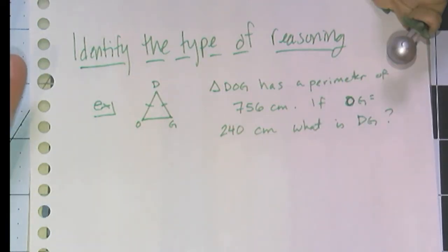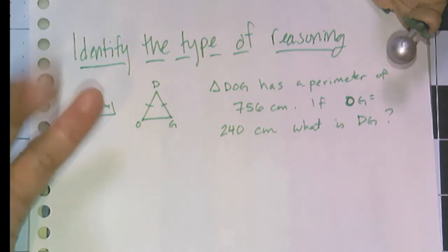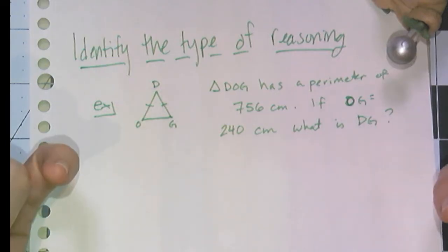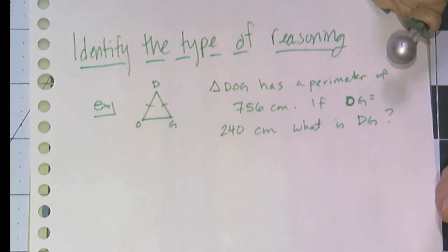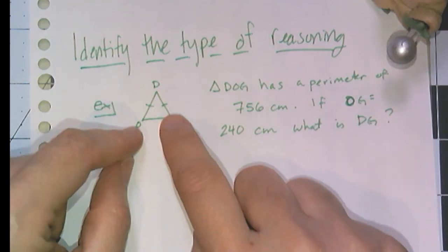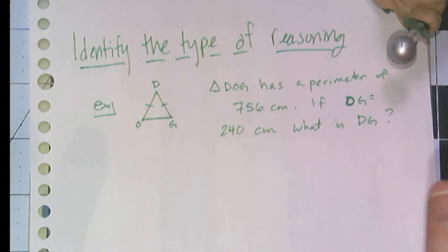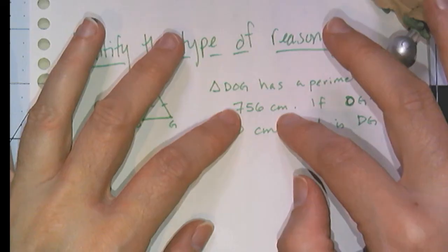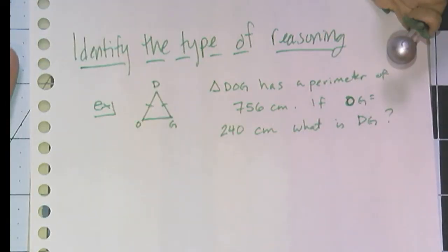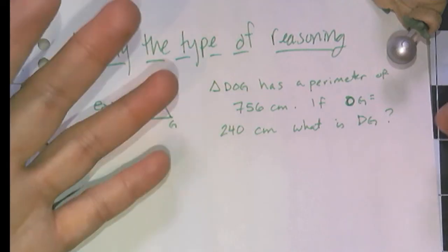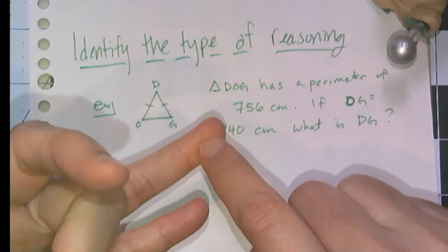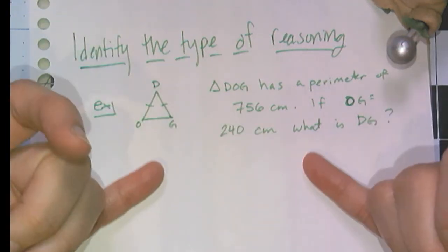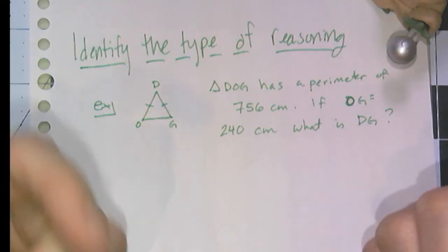So how do I do this? Well, I'm going to use the fact that we all agree that the perimeter of a triangle is what I get when I add up the 3 distances or lengths of those line segments, right? And I'm going to use the fact that isosceles triangles have 2 identical sides. And I can set up a little equation like, this side plus 240 equals 756, and then go through the process of solving the equation. So I am using established facts: isosceles, the way perimeters work, equation solving properties. So that means in order to solve this problem, I'm using deductive reasoning.